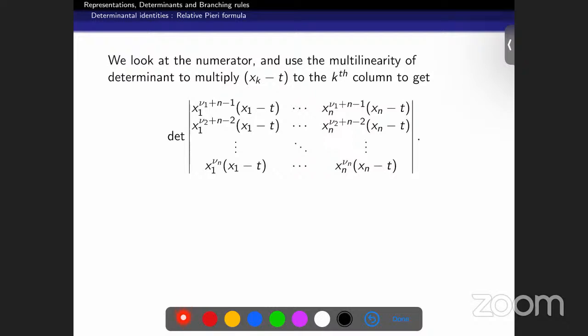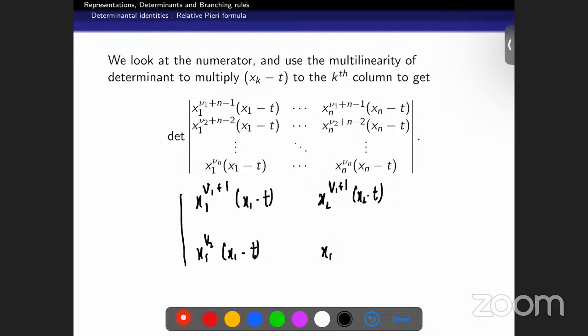So let's just look at a very simple small case. Let's say just x1 and x2. So I had x1 power mu1 plus 1, x1 minus t, x2 power mu1 plus 1, x2 minus t, and then x1 power mu2, x1 minus t, x2 power mu2, x1 minus t. Now, if I just look at this top part, one can see that we will be getting two terms over here. So we'll be having x1 power mu1 plus 2 minus t, x1 power mu1 plus 1. And similarly, the other one would be x2 power mu1 plus 2 minus t.